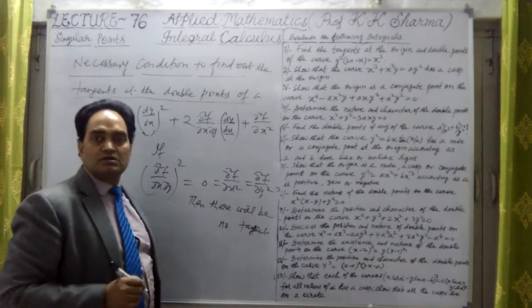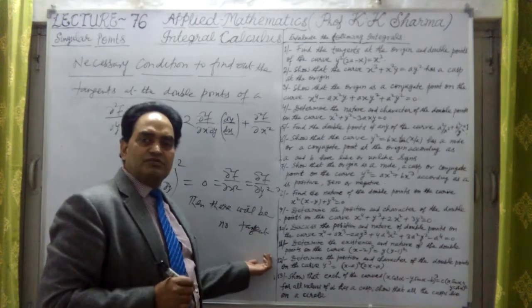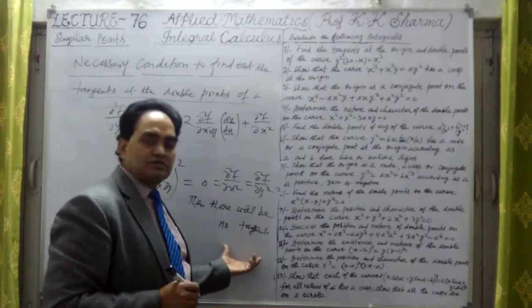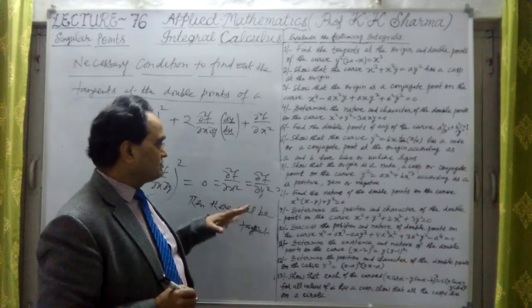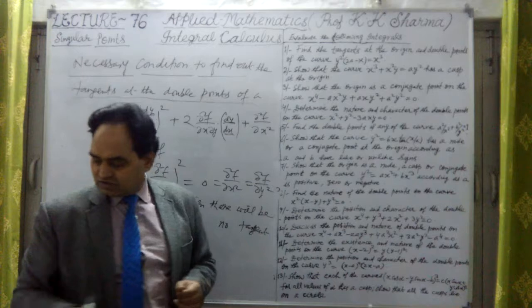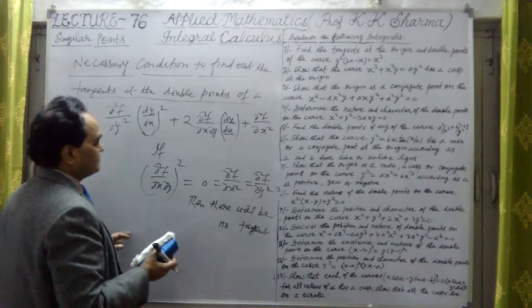Okay, that means there are imaginary points, we may say, or conjugate points are there, but tangents are not there. Really, tangents are not present. This is our condition.